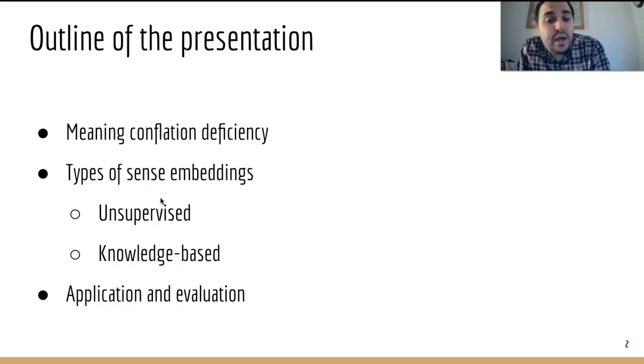Then we are going to explain the different paradigms in sense representation learning. That is unsupervised, where usually you need only a text corpus to learn sense representations, and knowledge-based, where the goal is not only to improve sense embeddings by using knowledge or lexical resources, but actually also to link them into lexical resources. So this is a completely different paradigm. And finally, as usual, we are going to explain the main applications and some common evaluation procedures.